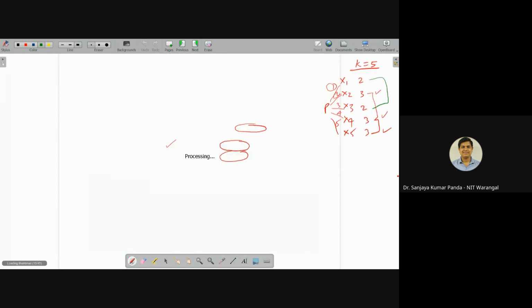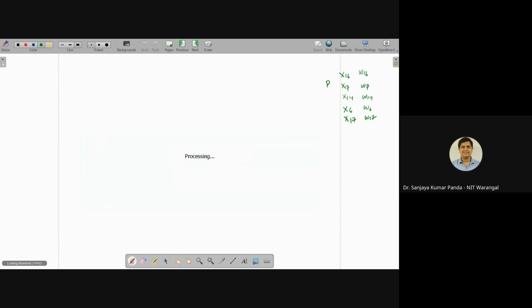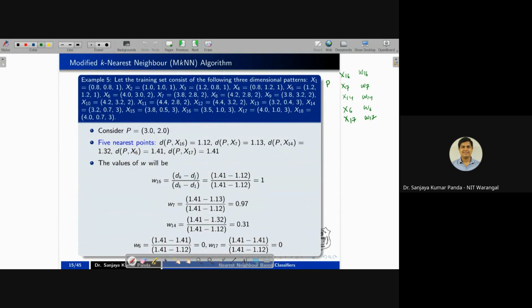Even in this formula, I said that if dk is equal to d1, then I can write dk minus dj divided by dk minus d1, and the denominator becomes dk minus dk, which cannot be cancelled out like that. That is the reason why we make it 1. So in this case, if dk is equal to d1, then you will consider that value as 1.